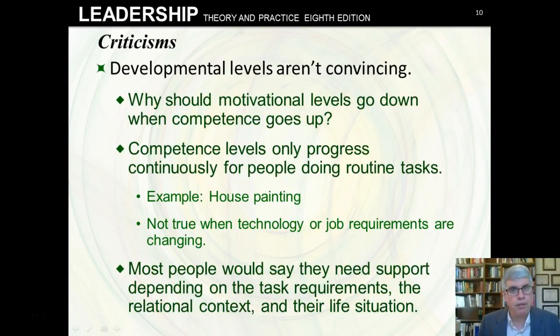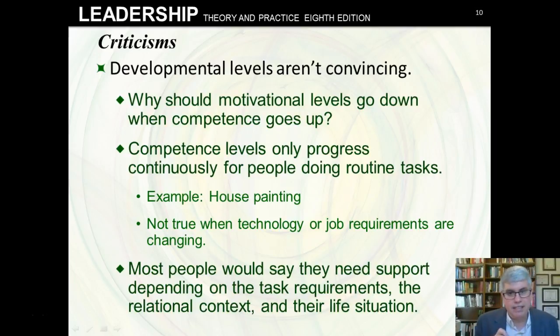But there are some important criticisms to this. And a lot of these criticisms have to do with the developmental levels. In fact, the developmental levels going from D1 to D4 aren't very convincing. First of all, why should motivational levels go down when competence goes up, which is assumed in this model? It seems like a lot of people, if not most people, when their competence goes up, get more committed to a task because they can do it better, rather than having their motivational levels go down, meaning that they need more relational support as their competence goes up, which this model says happens.